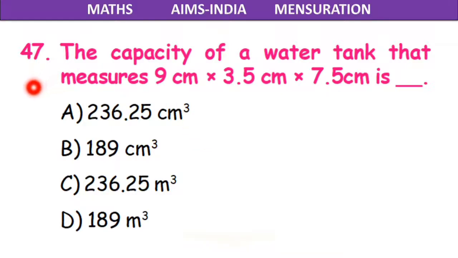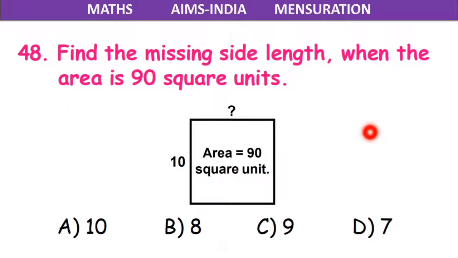Next question 45. The capacity of a water tank that measures 9 centimeters, 3.5 centimeters and 7.5 centimeters. Again this is the volume of a cylinder, children. The volume of cylinder. So we will skip this. Next, coming to question 48.